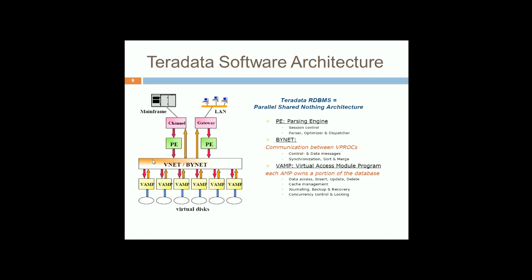Is VNet and BiNet a short form of something? What does it actually stand for? BiNet, no. VNet, I know, is something like a virtual network, but BiNet is just a bidirectional communication channel. There is no specific full form for it. That's the communication channel known in Teradata, right?